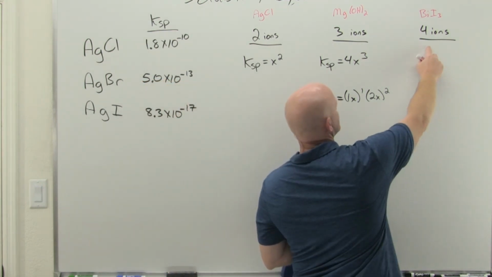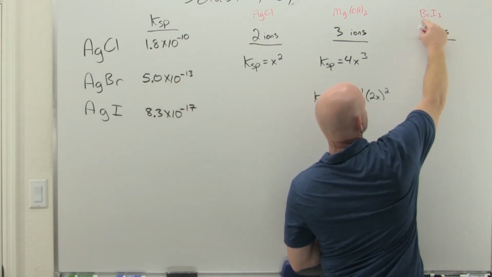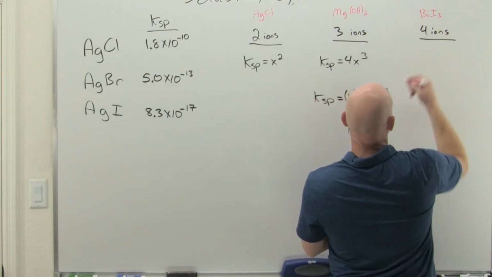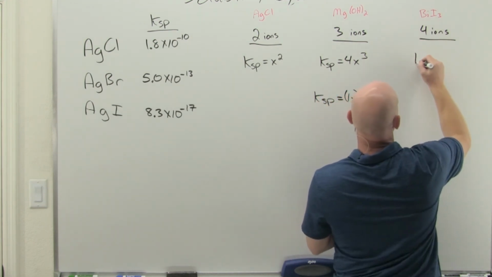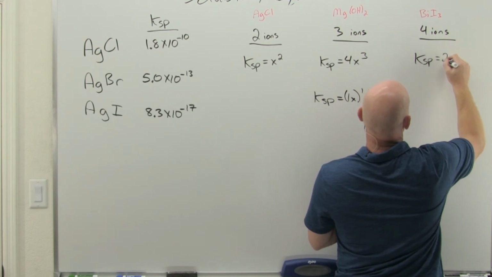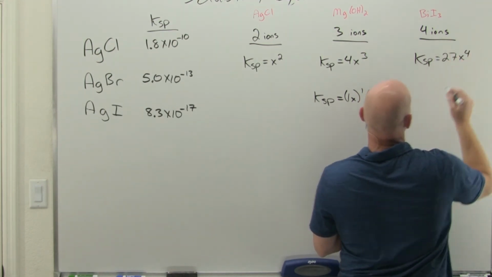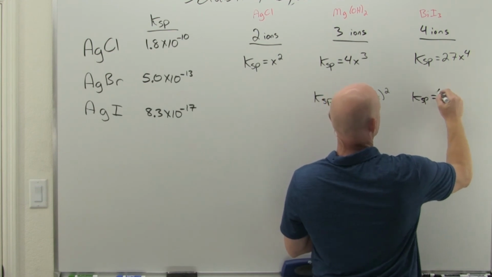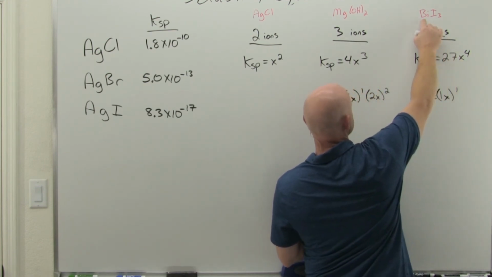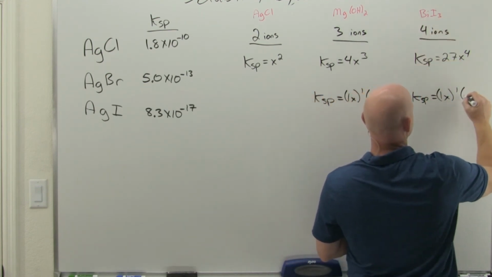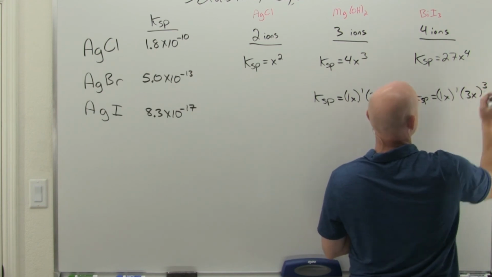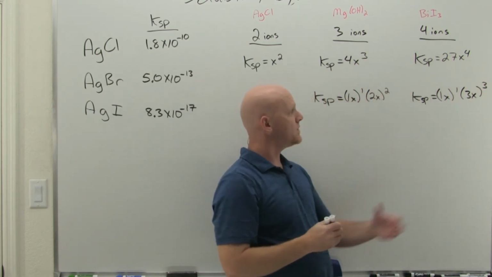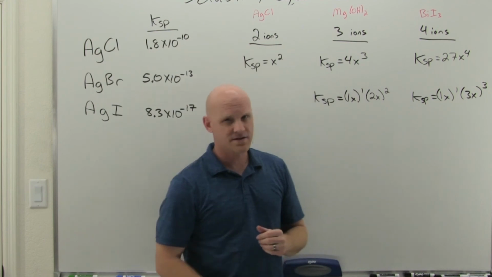Same thing if it dissociates into four ions, like BiI3, one bismuth, three iodides. And in this case, your KSP comes out to 27x to the 4th. And the way you might derive that is you could say that KSP equals 1x to the 1 power, since we get one bismuth ion, but because we get three iodides, it's going to be times 3x to the 3 power. And if you work that out, lo and behold, that's where you get the 27x to the 4th.